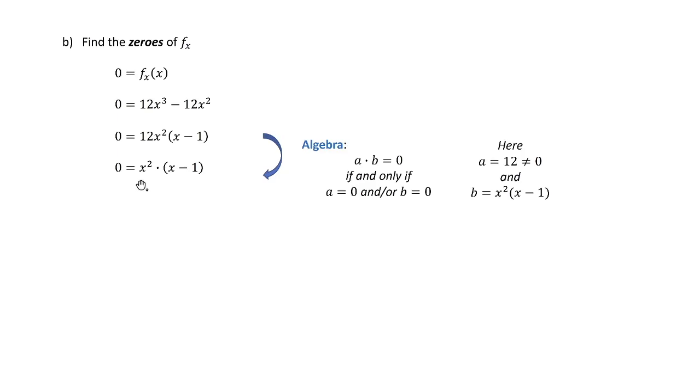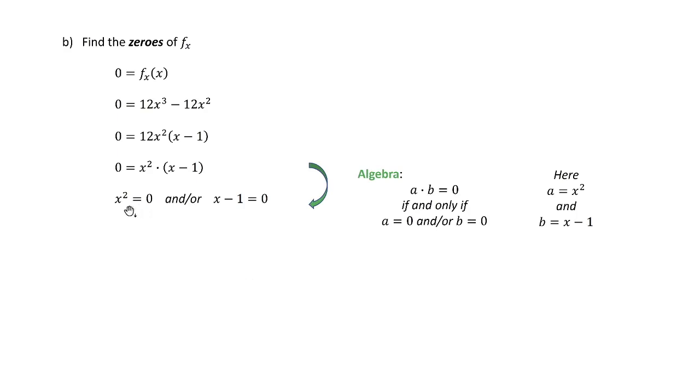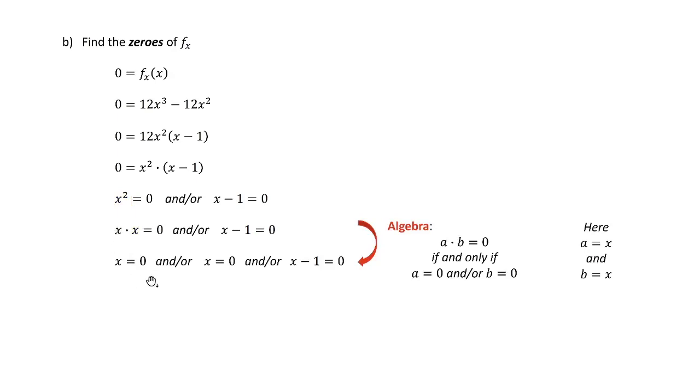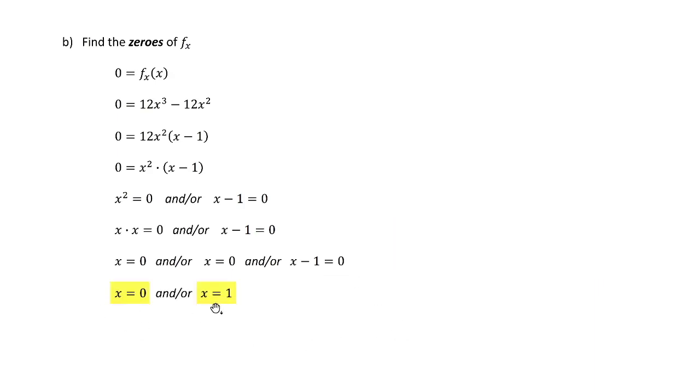Here I have, again, the classic: a times b equals 0 means a is 0 or b is 0. Again, there has to be a reason why you can do something. There are very few rules that we actually use frequently. A times b equals 0 means a is 0 or b is 0. Again, this is x times x. So you have x is 0 and x is 0, just a repeat, or x minus 1 is 0. And so you have x equals 0 and x equals 1.